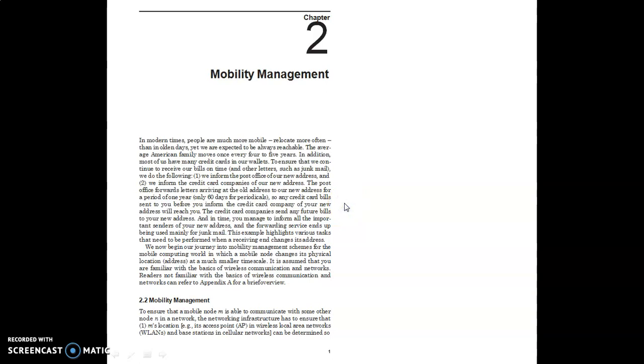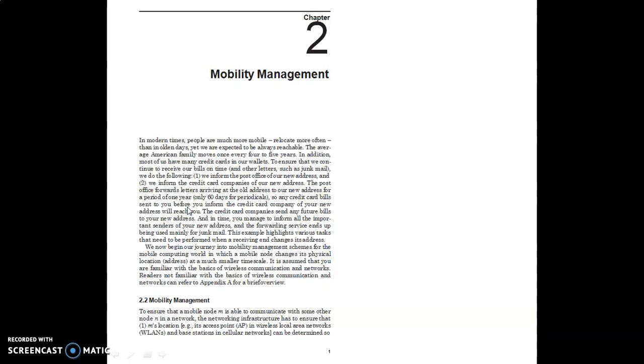Hello friends, today our topic for discussion is mobility management. In modern times, people are much more mobile. That is, they relocate more often than in older days. Yet, we are expected to be always reachable. So now, what is mobility management?